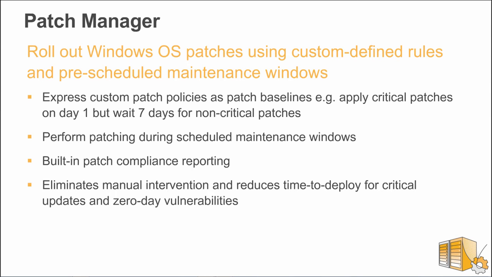I don't want to wait for a number of days because it's critical, a 0-day vulnerability, for instance. So go install it right away. But for any non-critical patches, wait for a number of days before you start rolling it out to my production environment. Maybe I want to test it. Maybe I want to see if the patch is actually a good patch, or if it would bring down my entire fleet. So you can define those policies as patch baselines.